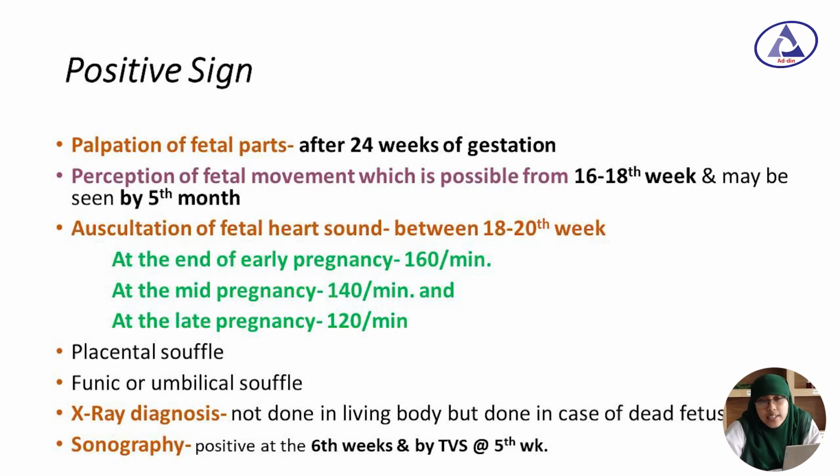Now the most important cases, the positive signs, which are questioned in the written as well as the viva, that is, what are the positive or conclusive signs of a pregnancy. The palpation of the fetal parts after 24 weeks of gestation. Perception of fetal movement, which is possible from 16 to 18 weeks and may be seen at the 5th month. Auscultation of the fetal heart sound, between 18 to 20 weeks. At early pregnancy it is 160 beats per minute, at mid pregnancy 140 beats per minute and finally at late pregnancy 120 beats per minute.